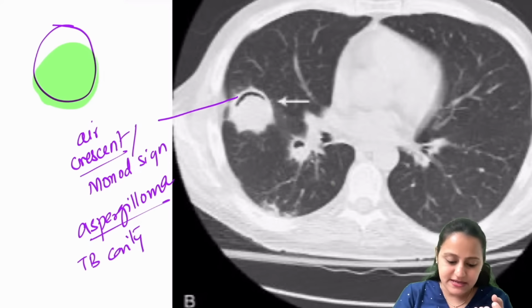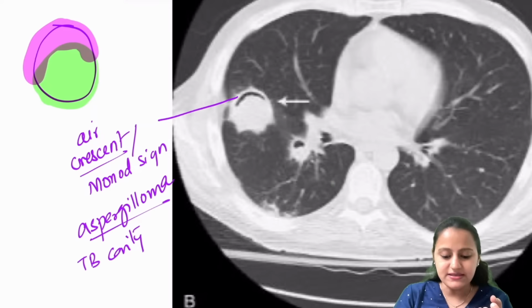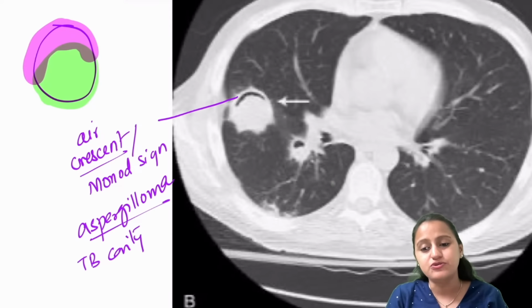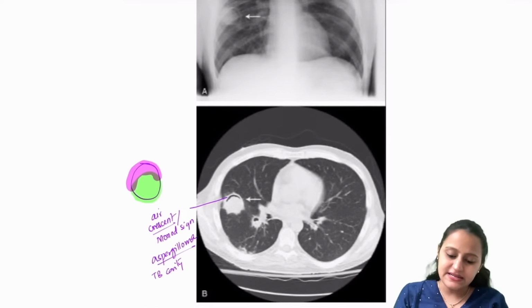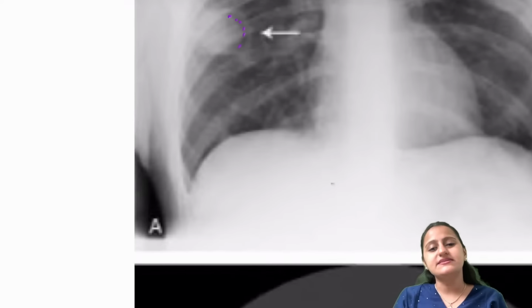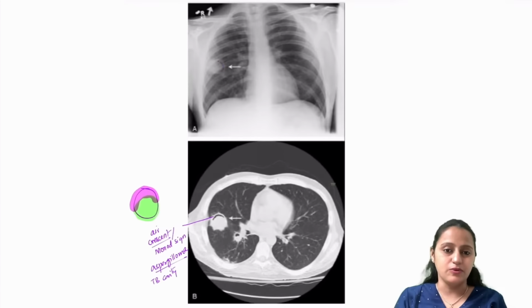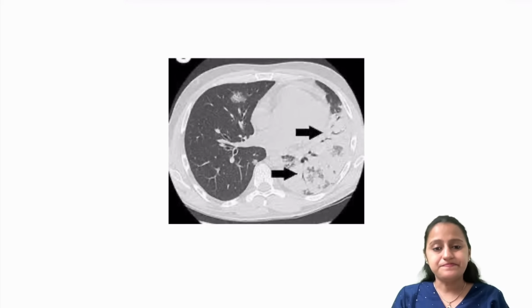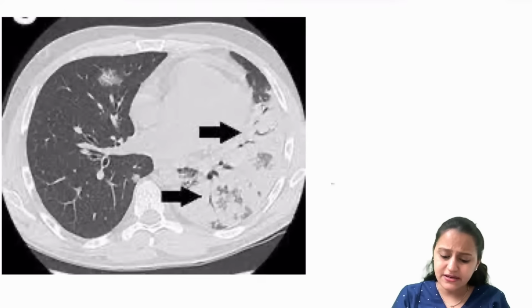So what happens? The remaining air becomes like a crescent. So that is aspergilloma, which gives the air crescent sign. Okay, look at this air crescent here. Air crescent sign, aspergilloma, fungal ball. Next one. What is this sign here?